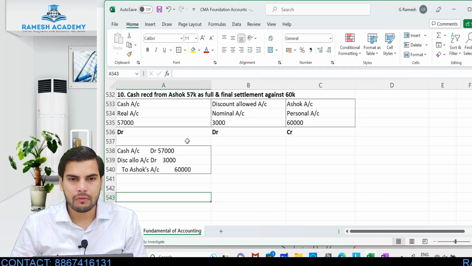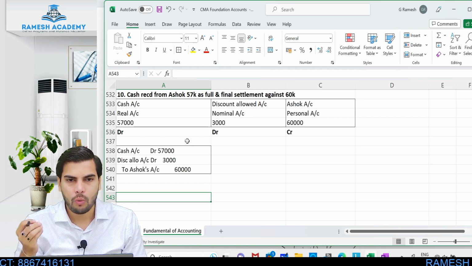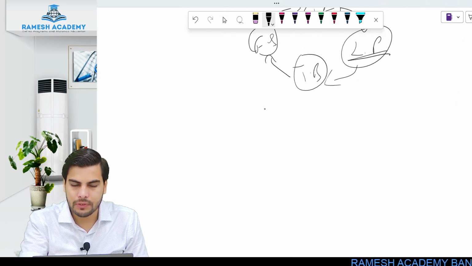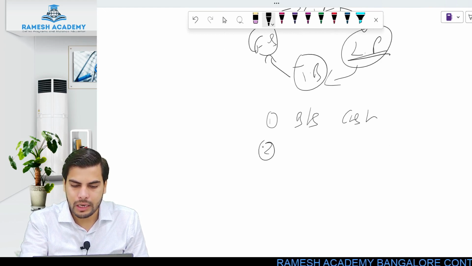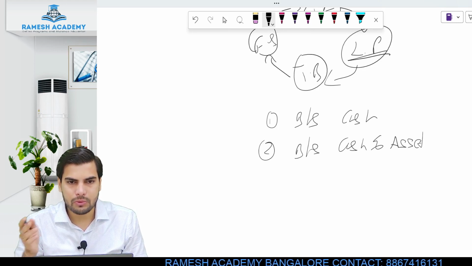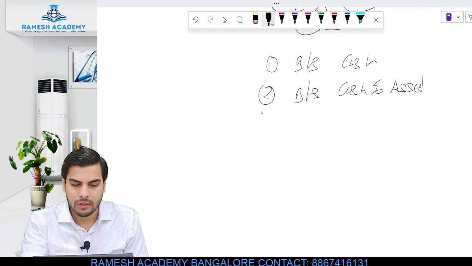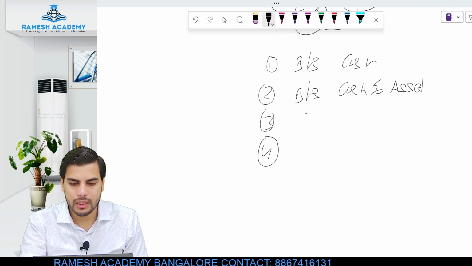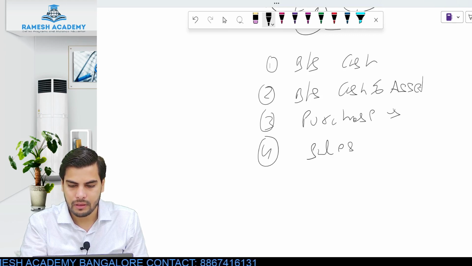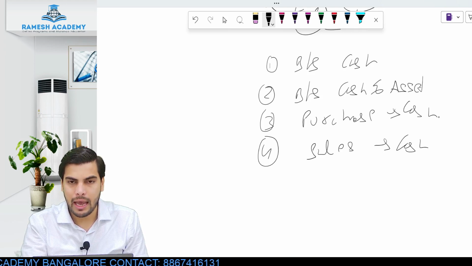Okay. So now that we have covered basic entries, look at this. What all transactions did we look for? We looked for these transactions. The first transaction was commencement of business by contributing only cash. The second transaction was commencement of business by contributing cash and asset. Remember, Mr. A started the business with cash of 5 lakh and 2 lakh rupees of furniture. The third and fourth transactions were with respect to purchases and sales, that is cash purchases and cash sales.